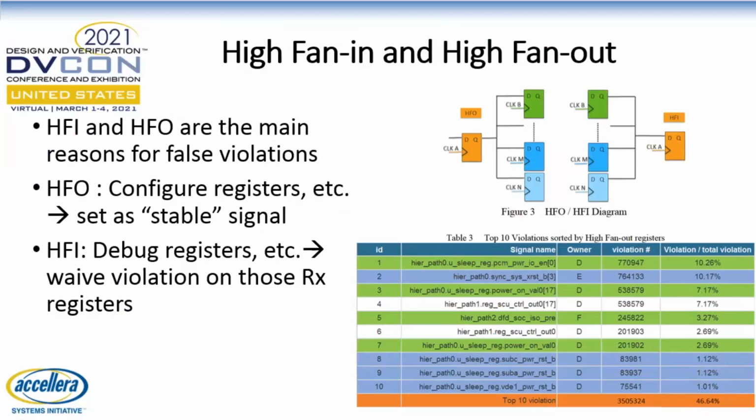The high-fan-in register is the flip-flop on the right in Figure 3. It has multiple source registers. Such registers may be debug function registers, and usually we do not care about the CDC issue on such registers. So we can ignore the CDC path checks on these registers. Focus on Table 3. We find the violations caused by the high-fan-in and high-fan-out registers account for more than 46%. So once the designer first solves the top 10 registers, huge violations will be removed.